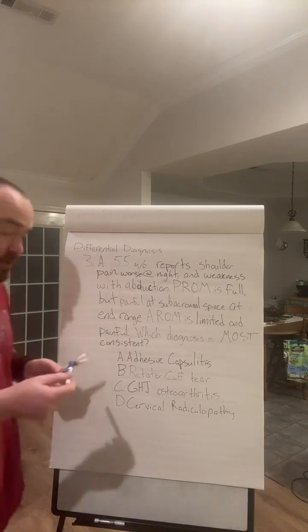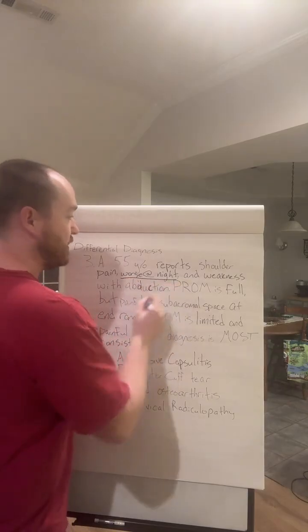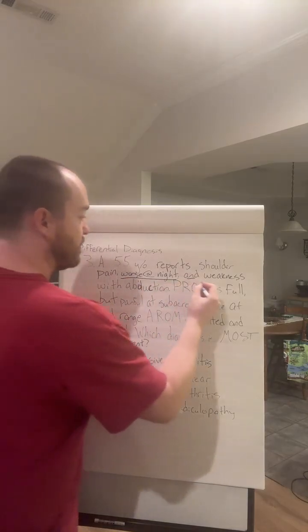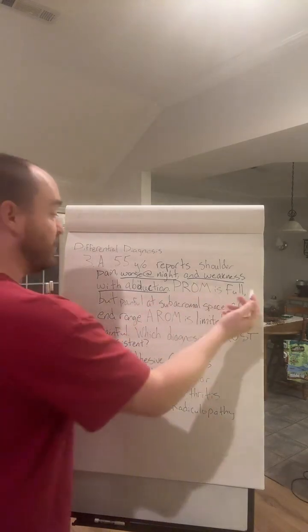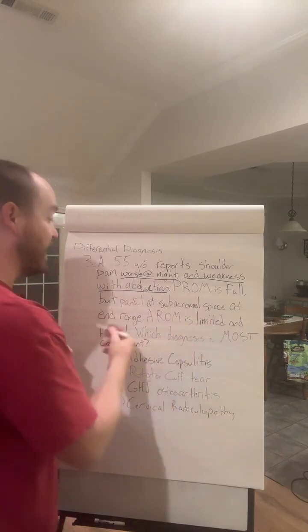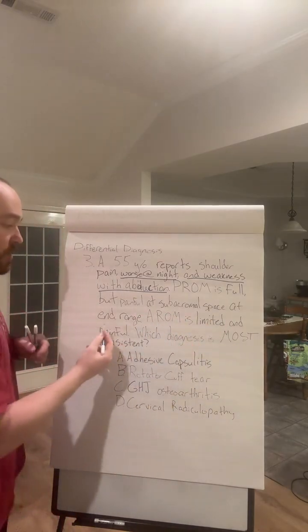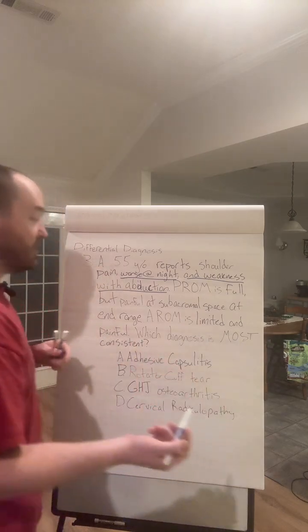All right, let's go ahead and pull out the important stuff, right? So shoulder pain, worse at night, weakness with abduction, okay? Passive range of motion is full, but painful at the subacromial space at end range. Active range of motion is limited and painful. Which diagnosis is most consistent?